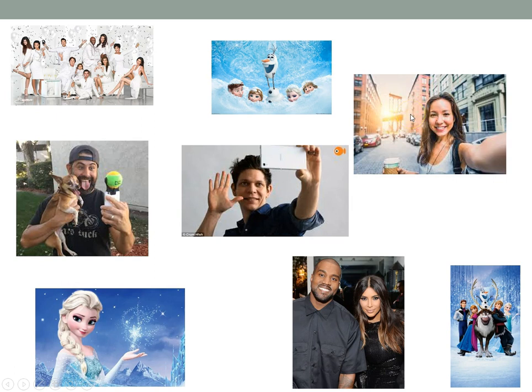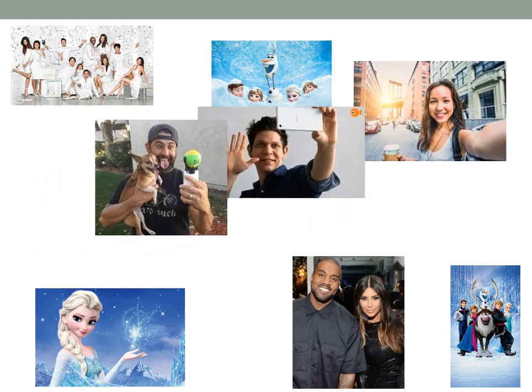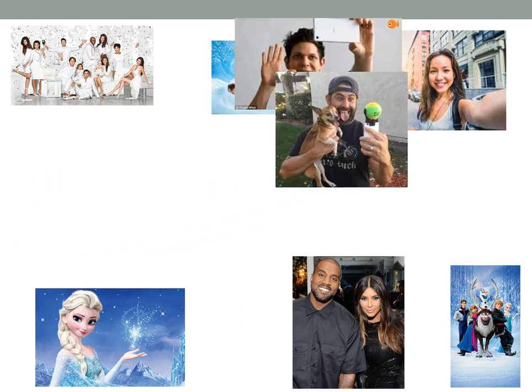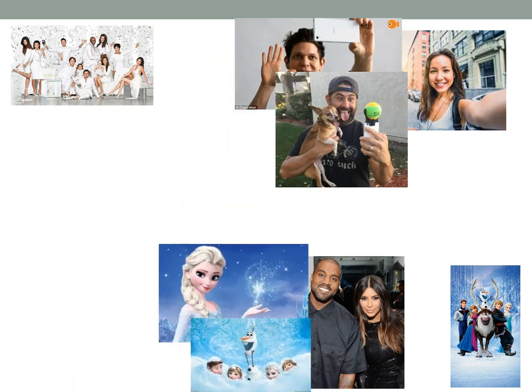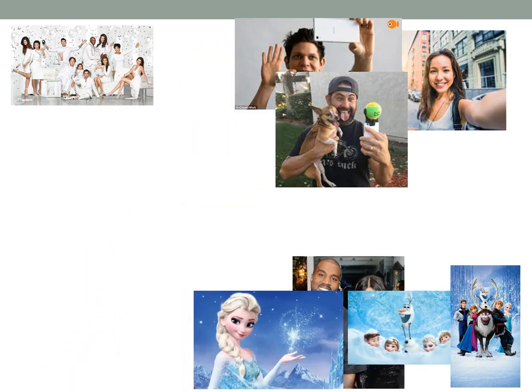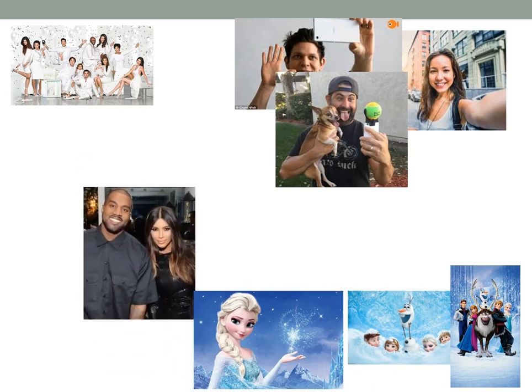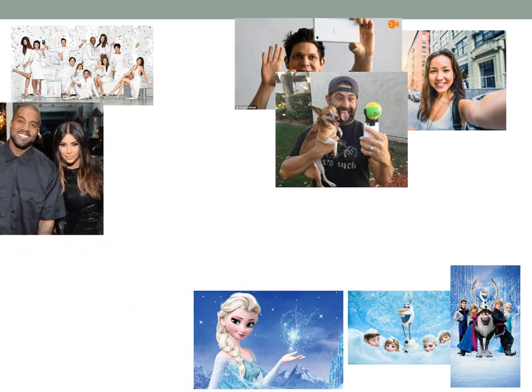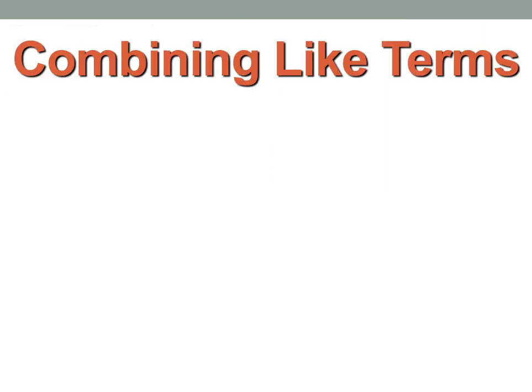And do you notice that there's sort of a grouping or categories that we can make? Let's see, I think we can make some categories here. Let's take the selfie pictures and put them together. That's one category. We could take the Frozen pictures and put them together. Let's get Kim Kardashian out of there. She doesn't belong with Frozen. We'll put her with her family. So we put different groups together. And putting different groups together is something we do very naturally. So we could do it very naturally in math as well. And that's where we get to combining like terms.